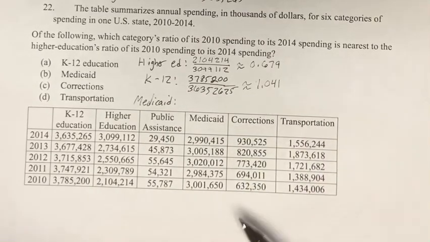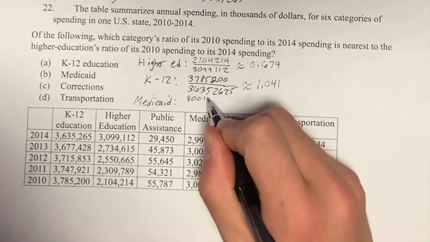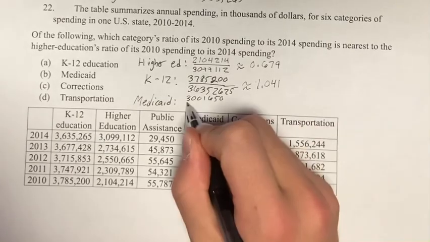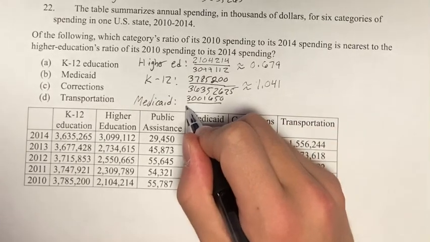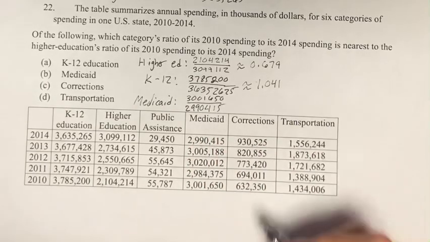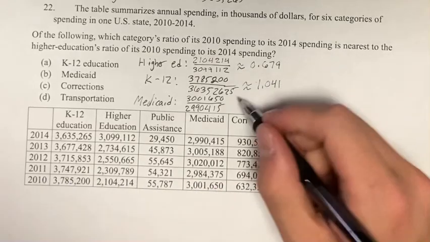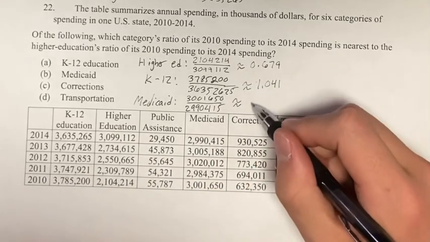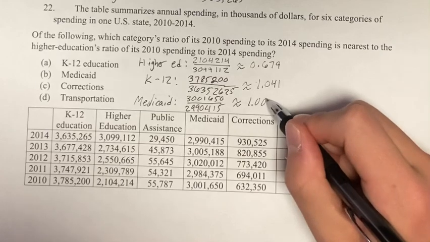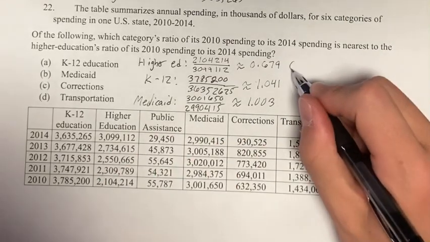Medicaid is this column, so we're looking at for 2010, $3,001,650 divided by 2014, $2,990,415. Again, we're just looking at this row for 2014 and this row for 2010, and this is roughly 1.003. Still not really close. Next, we go to corrections.